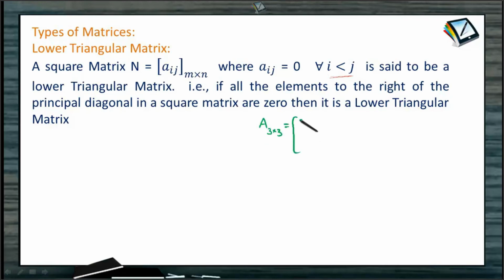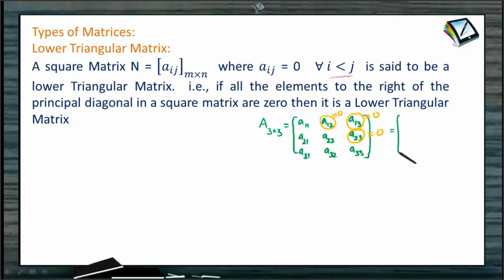Yes, it will have elements A11, A12, A13, A21, A22, A23 and A31, A32, A33, right? Which identify the elements for which the row number is smaller than the column number. Yes, A12 is 0, A13 is also 0, A23 is also 0. All the rest of the elements have either the row number equal to the column number or the row number more than the column number.